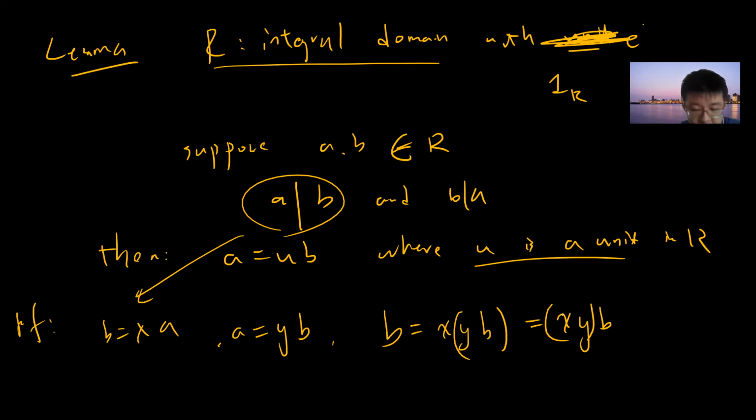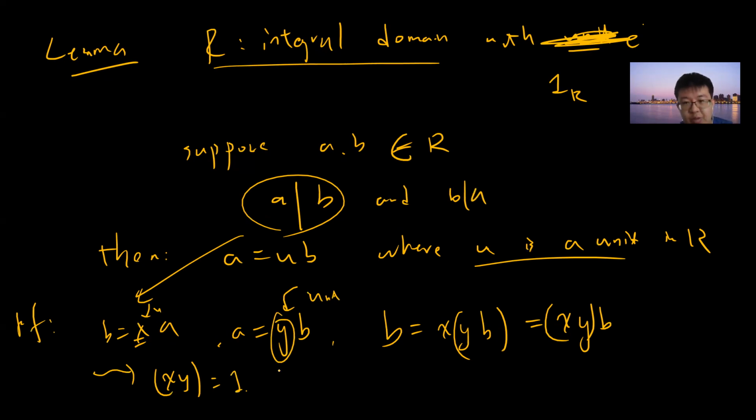Okay, so you can cancel B, right? Because this is an integral domain. So you get XY is 1. Okay, so Y is a unit. But if Y is a unit, X is also a unit, right, by definition. Okay, so A is UB for some U, right? You can choose U to be Y.